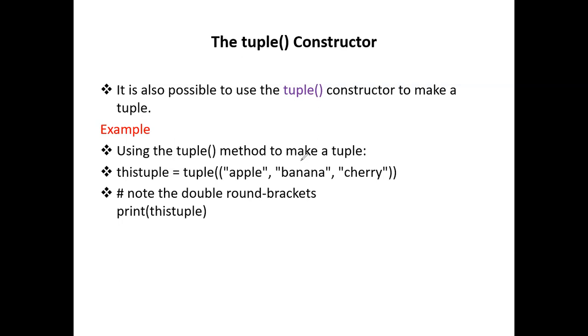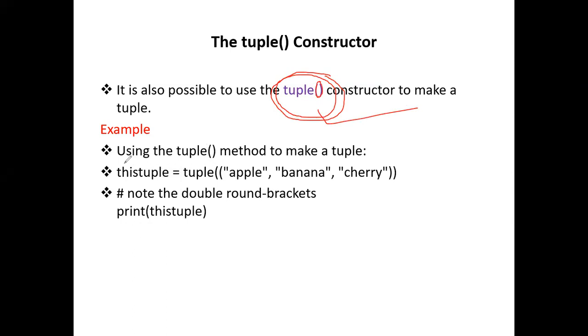The normal way we have already seen with syntax and example: tuple name equals round braces, element 1, element 2 and so on, element n. But here we use the tuple constructor, which is tuple with round braces. This is a predefined method. Constructor is nothing but a method. By using this constructor, we can create tuples.